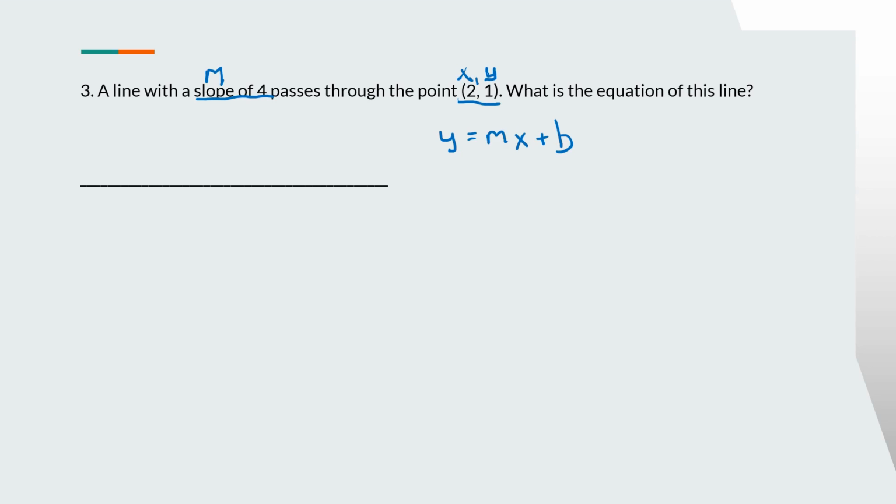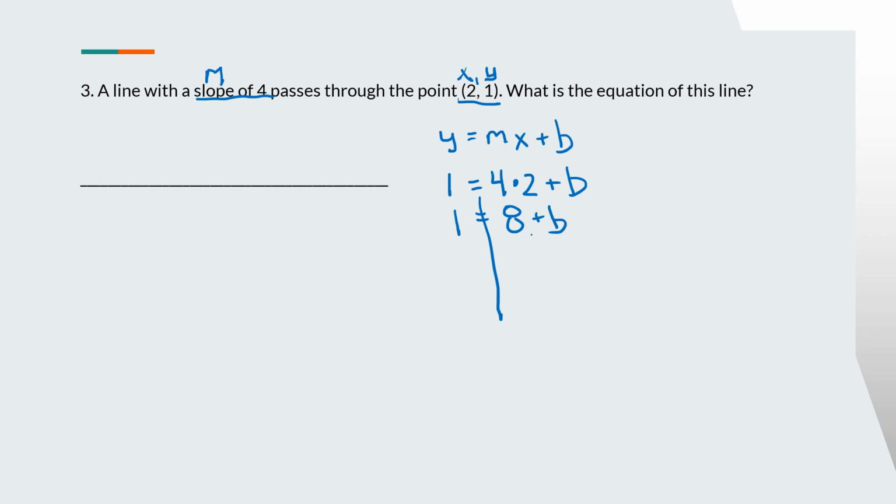So now I can fill in parts I know. I actually know what y is. Well, one of the y's, but there's multiple, so I can replace that. So 1 equals m, which I know is 4, times x, which is 2. Remember, x and y I can take from any ordered pair. In this case, I only have 1, so I'm using it, plus b. So now I know that 1 equals 4 times 2, which is 8, plus b.